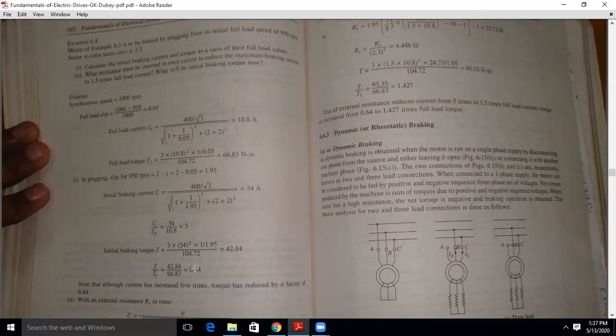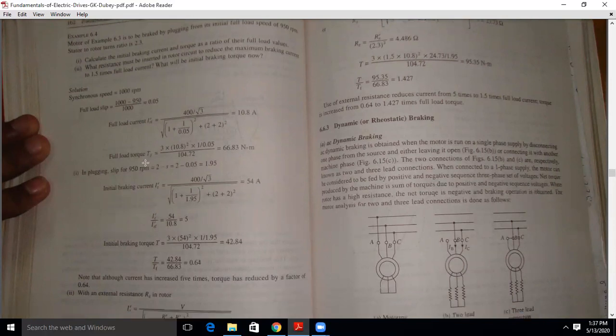Now, second, what resistance must be inserted in the rotor circuit? So we need to calculate that resistance value Re to reduce the maximum braking current to 1.5 times full load current. So 1.5 is the condition. What will be the initial braking torque afterwards?